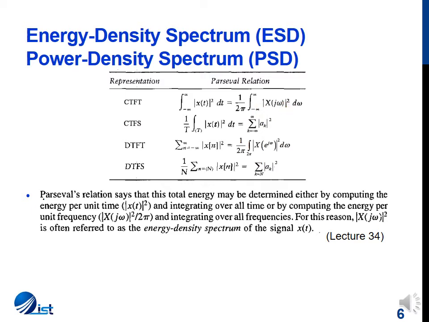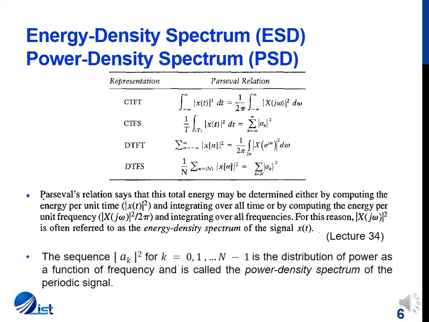Similarly, for a power signal, the distribution of magnitude |a_k|², where a_k are the Fourier coefficients and exist for only discrete values of k, describes the distribution of power as a function of frequency, and it is known as the power density spectrum of the periodic signal. So sometimes in your communication courses, you will be plotting the energy density spectrum ESD or the PSD versus frequency ω.